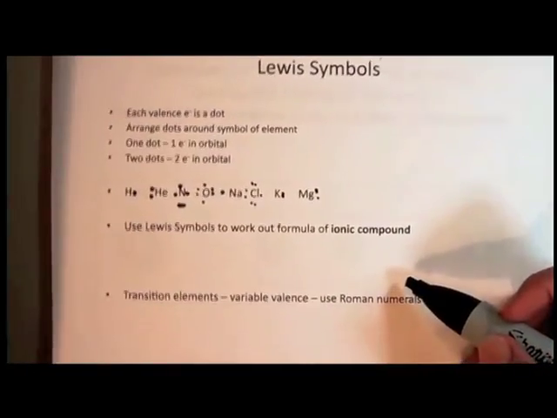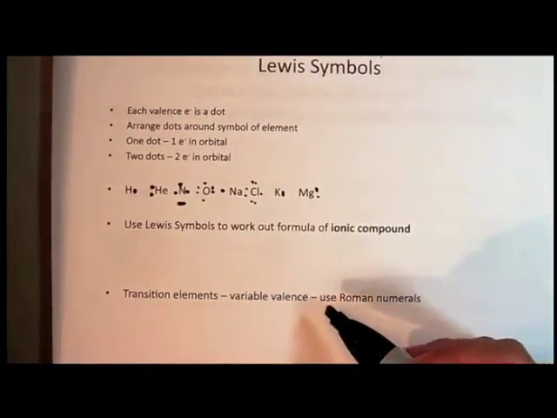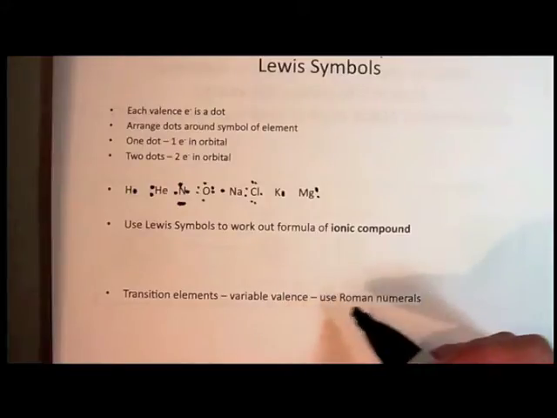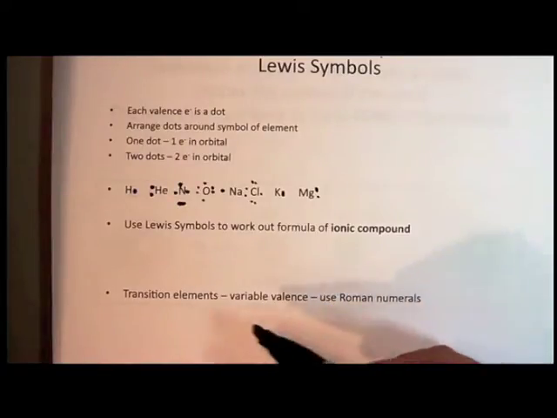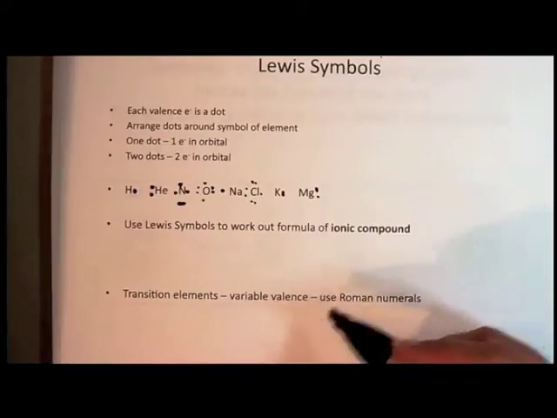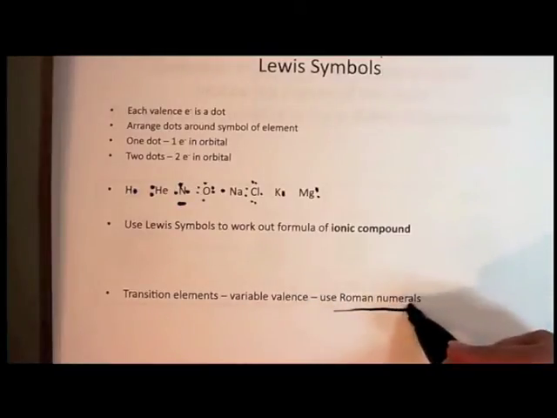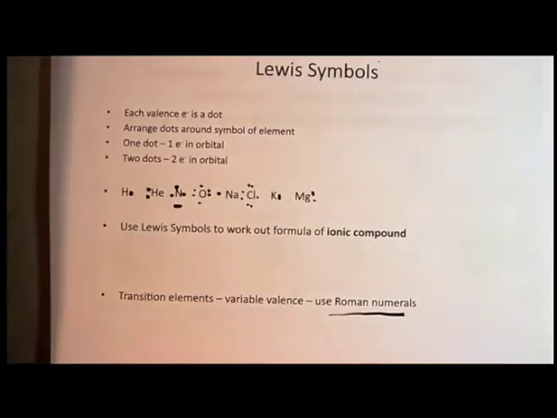I just want to tell you one more thing. For transition elements, they have variable valence. So in order to indicate the type of charge on those particular elements and those particular compounds, you have to use Roman numerals. And you will see examples of that as we move along.